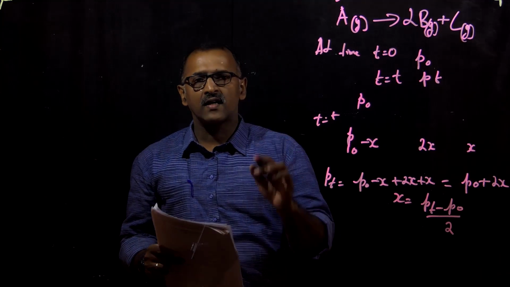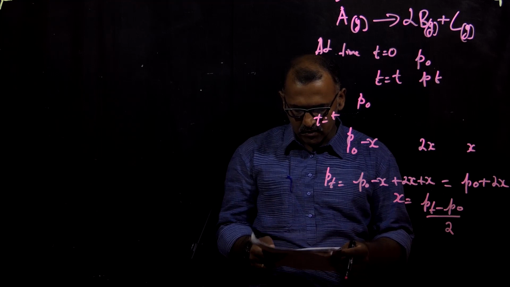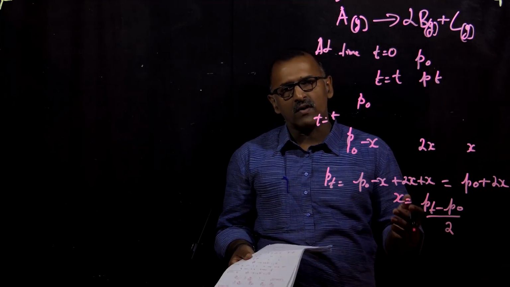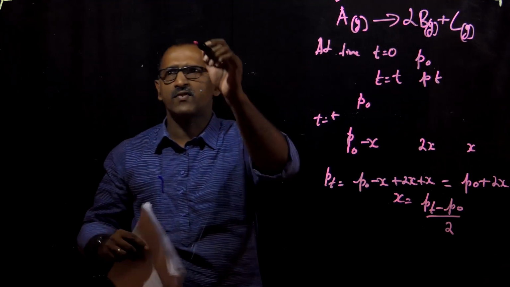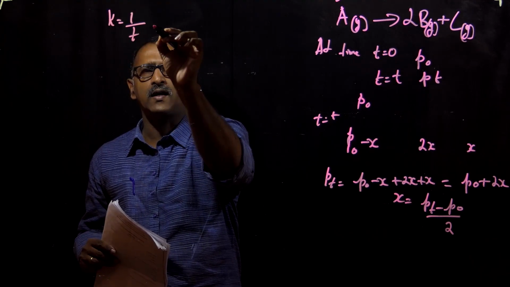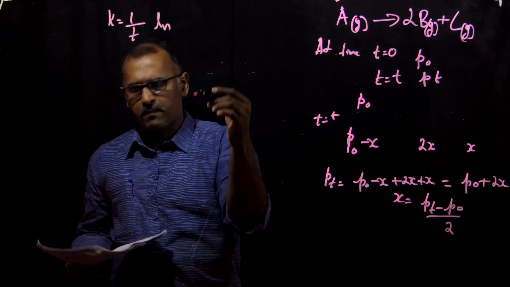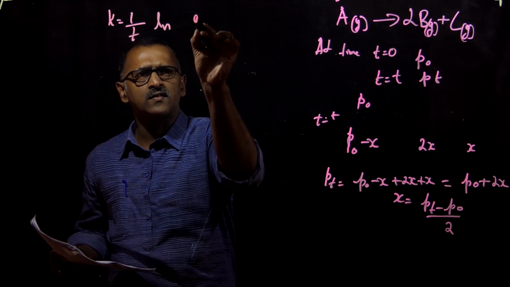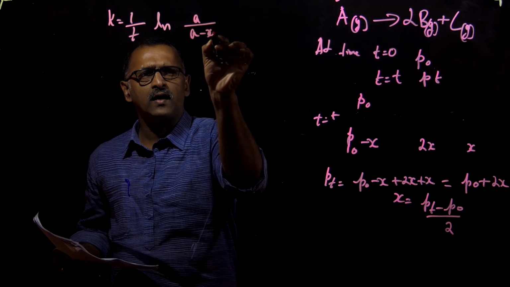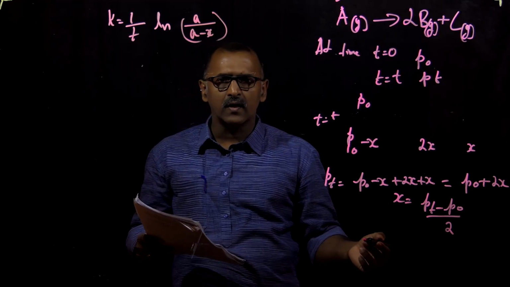Now it is given that the reaction is a first order reaction. If the reaction is first order, we can use our first order rate equation, which is K equals 1 by t log of, normally we used to write a by a minus x. So this is a by a minus x. Now our a is nothing but P0.